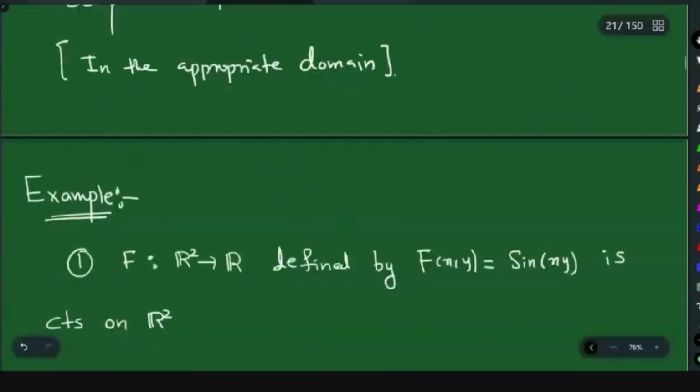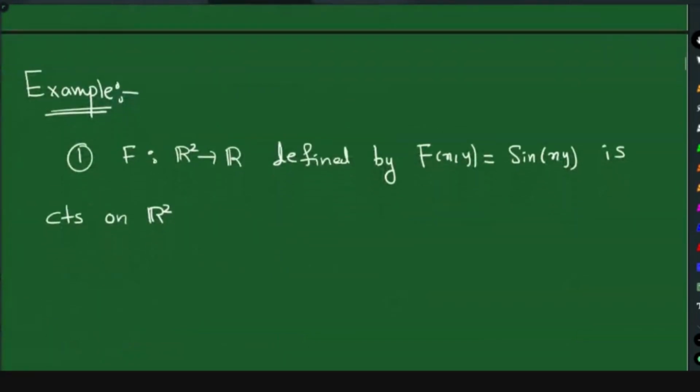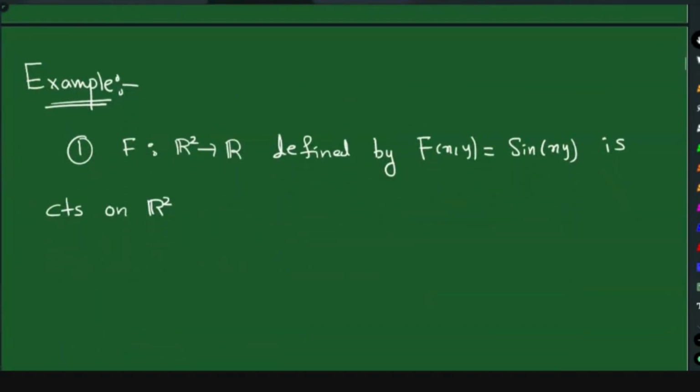So using that, you can check that some of the following things are continuous. There are some more examples. Look at sin(xy). You can say this function is continuous, and I may prove it using the previous remark. You know the sine function is continuous from R to R, and xy is a polynomial. So you can think of this as a composition of two continuous functions.